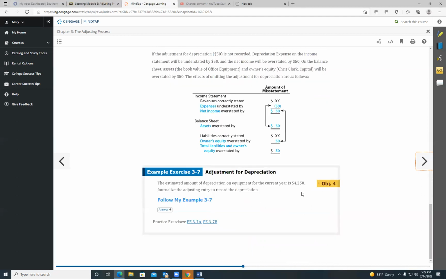So let's look at an example exercise. The estimated amount of depreciation on equipment for the current year is $4,250. Journalize the adjusting entry to record the depreciation. So again, you would start out doing a debit to depreciation expense account for $4,250, and you would credit the cumulative depreciation account for the equipment.